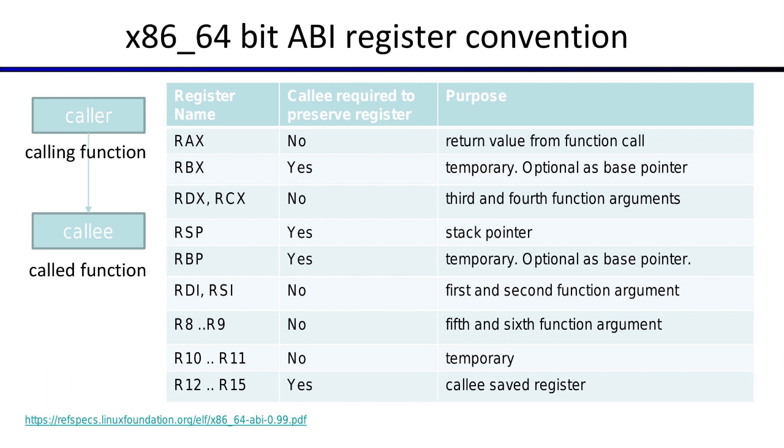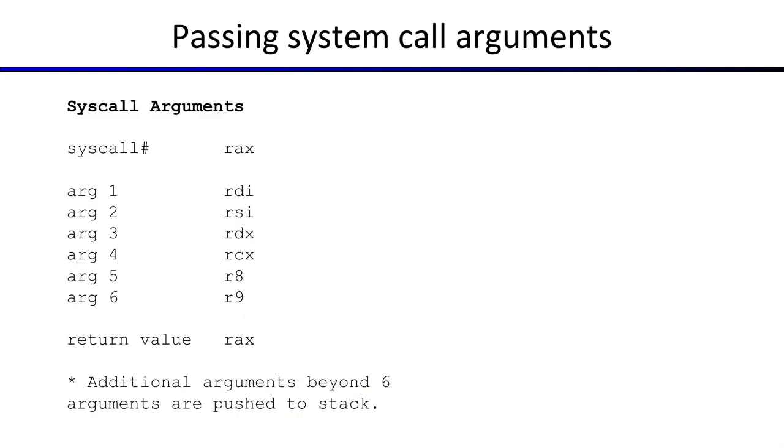Now, how does this convention apply to the system calls? System call arguments use the same convention. They just have one difference. They use the register RAX to give the system call number.